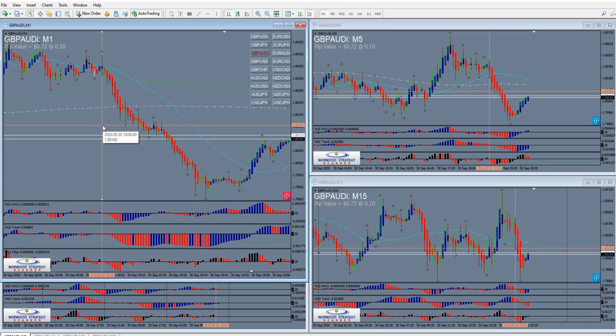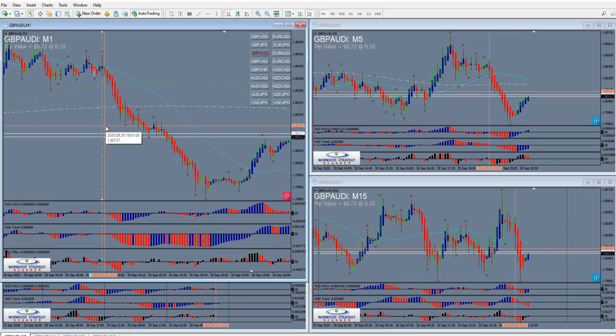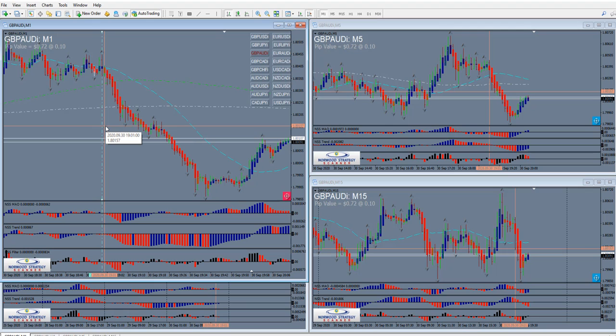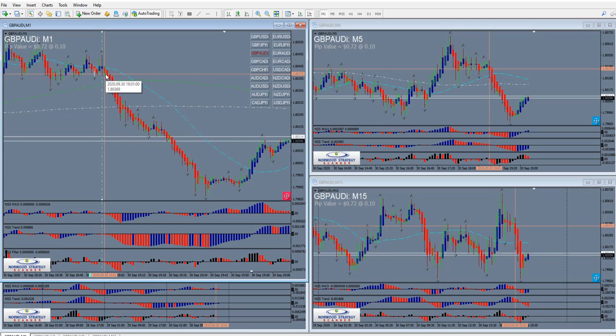Okay, was that a good setup on the 15? Right there's where the 15 first went off, and look right above it, the 5 minute was ready to go. It was a strong zone on the 15, and then the 1 minute, everything was on the correct side. So you could have taken a trade there.